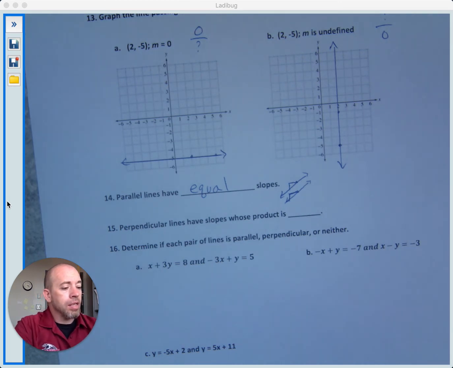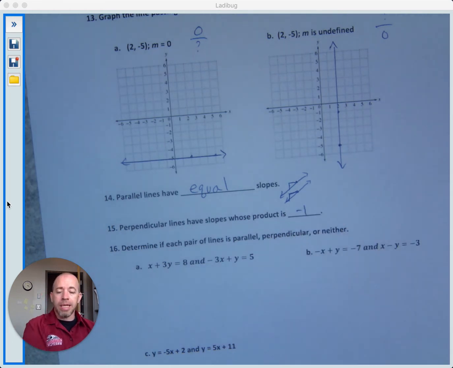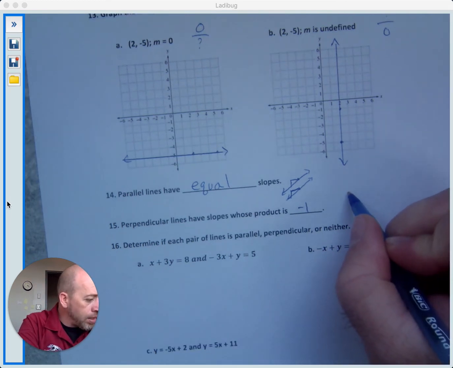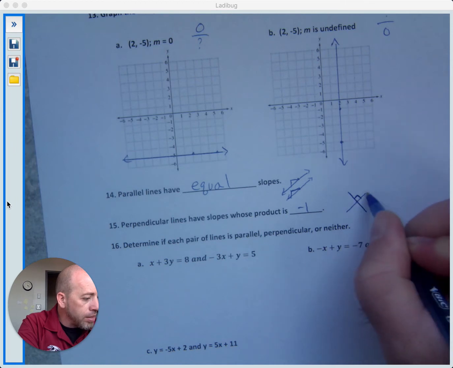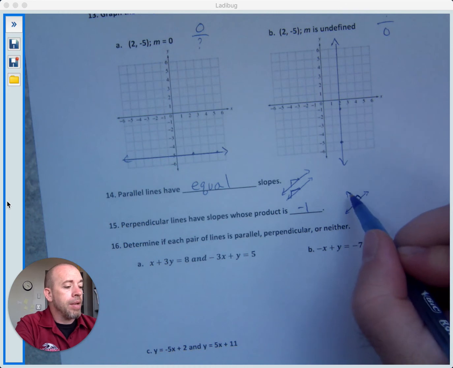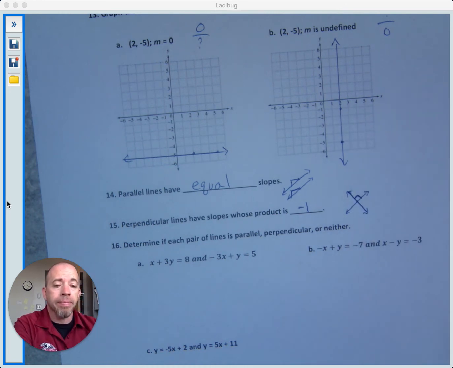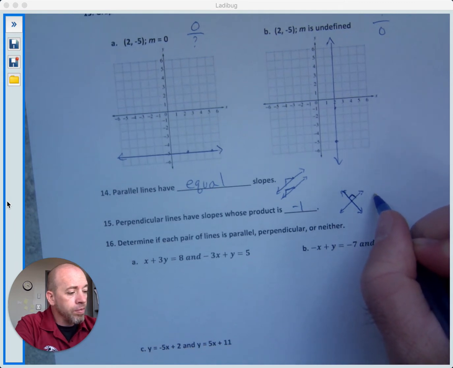Perpendicular lines have slopes whose product is -1. So perpendicular means they make a T, right? They make a 90-degree angle. So if we have one line, we have another line, we have a 90-degree angle when they hit each other, where they intersect. So perpendicular lines do intersect, and they intersect at a 90-degree angle. It just happens to be their slopes have a product of -1. Now what that means to a lot of you, probably, you've probably heard this, is that the slopes are opposite reciprocals.